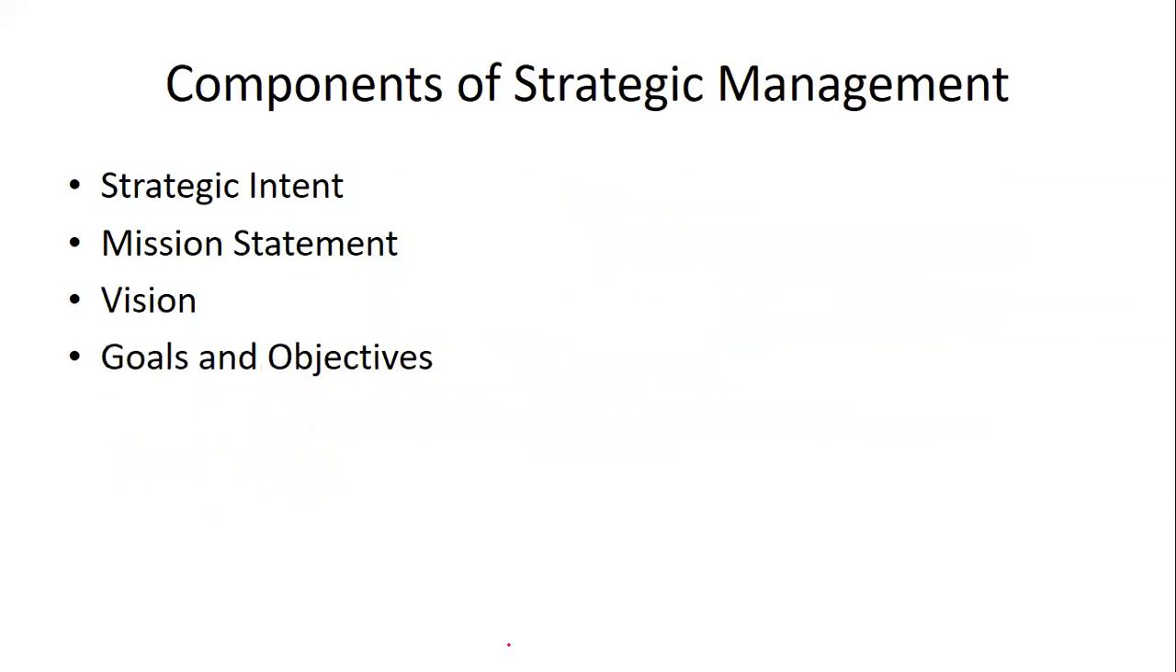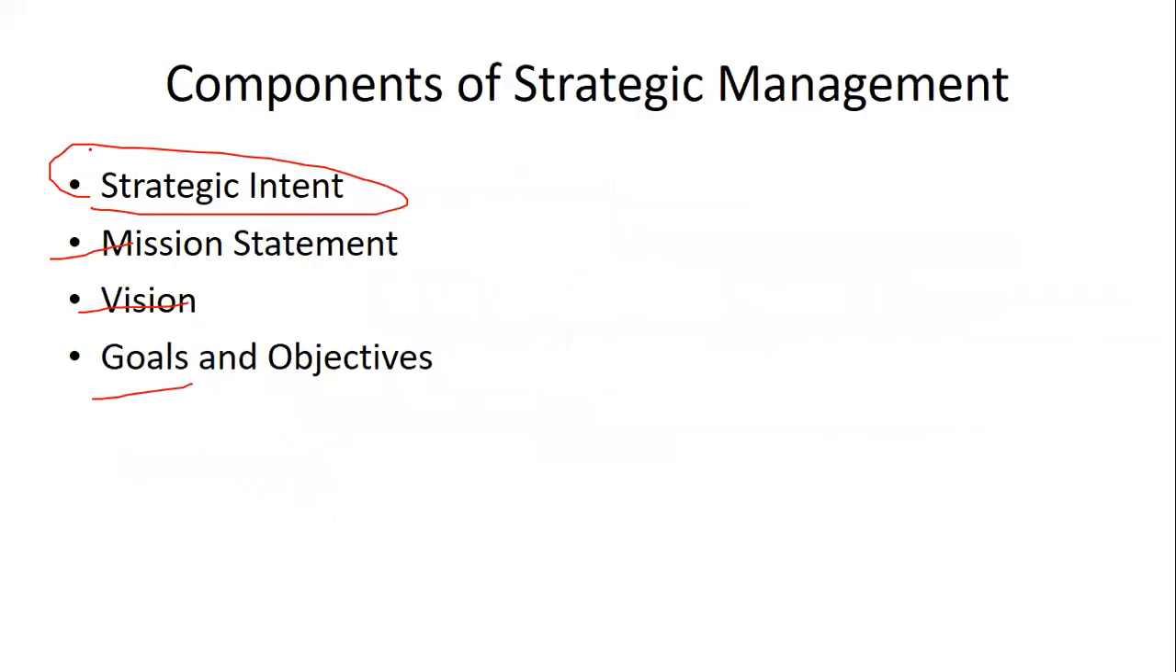What are the components? We have studied the strategic management components in the form of strategic intent, which includes your vision, mission, and goals and objectives. Let's understand what exactly the strategic intent contains. What is the intent? I mean to say, what exactly is intended as a strategy of the organization. It should be with the help of the mission statement, vision statement, as well as the goals and objectives.